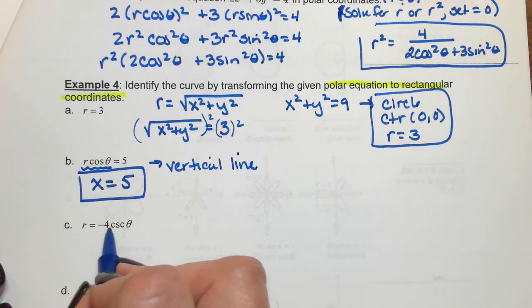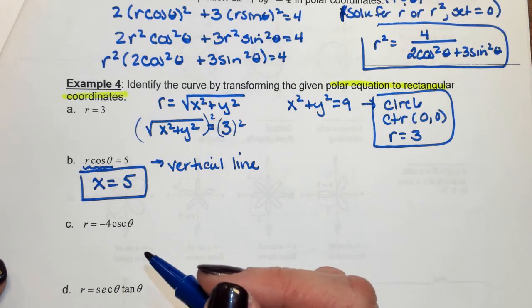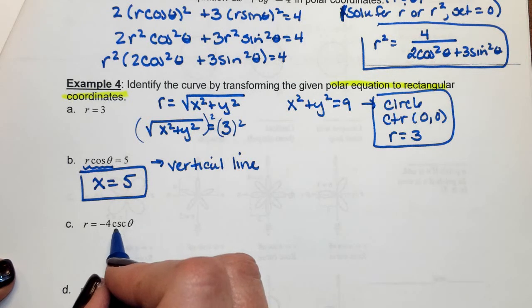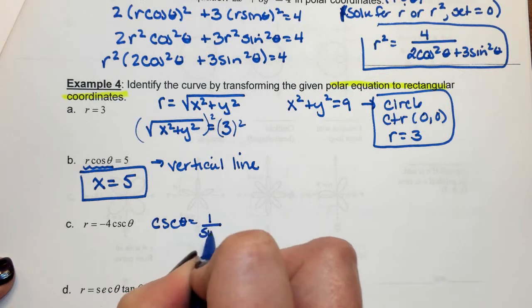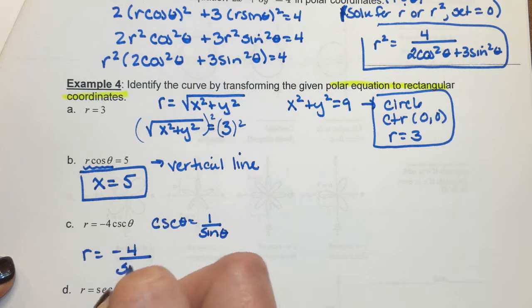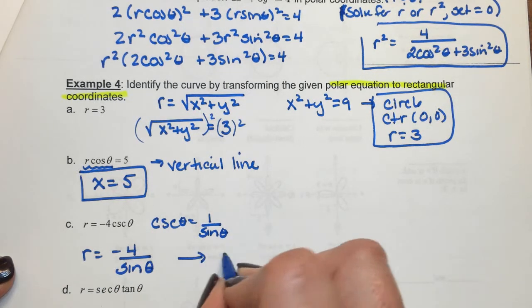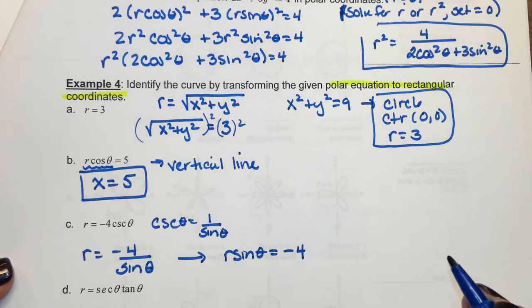So r is equal to negative 4 cosecant of theta. Well, again, I have conversion formulas involving r sine theta and r cosine theta. So I'm going to change cosecant. Remember, cosecant of theta is equal to 1 over sine theta. So r is equal to negative 4 over sine theta. I can multiply both sides of this equation by sine theta. So I have r sine theta is equal to negative 4.